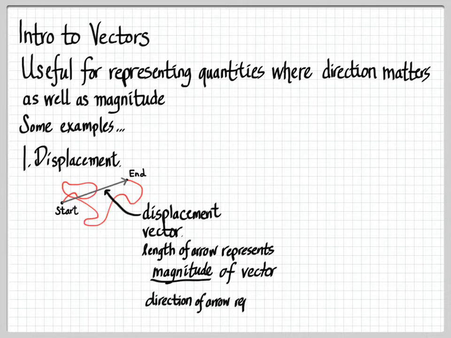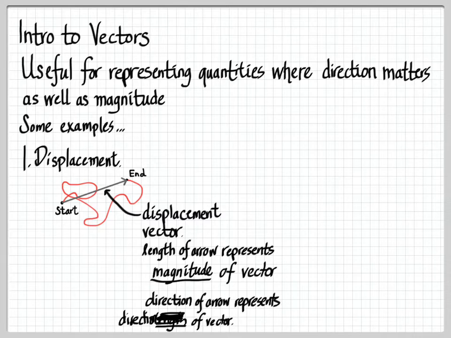And then the direction of the arrow represents the length. Oops. Why did I write length there? Doesn't represent the length. I'm an idiot. Of course it doesn't represent the length. The direction of the arrow represents the direction. It's early in the morning. There we go. Sloppy, but it represents the direction of the vector.